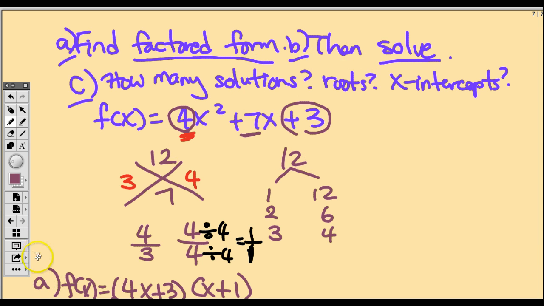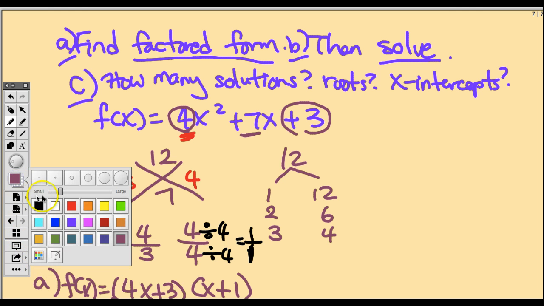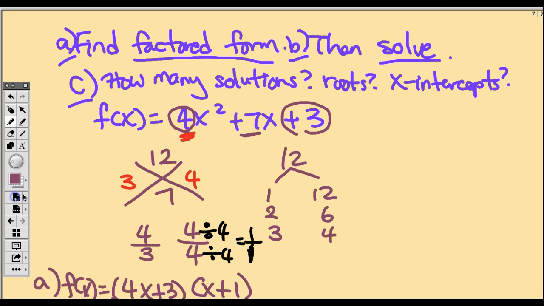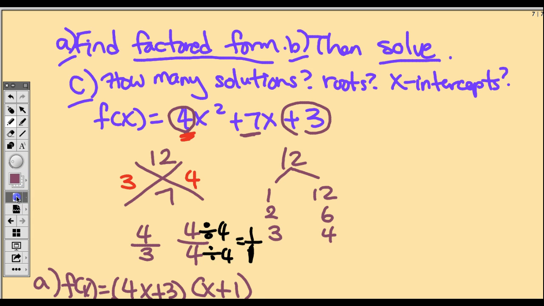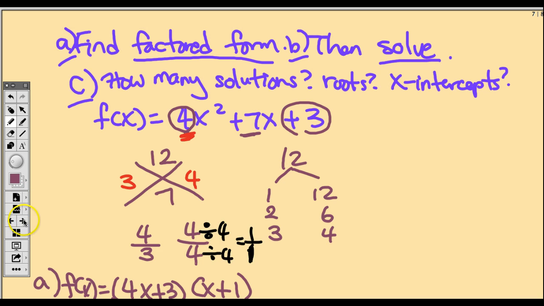And that is the easy part, right? So I'm going to have to move on to the next page for that one. Okay, there you go. So then if you go back, you can see what the factored form was. So that is f of x is equal to 4x plus 3 and x plus 1.